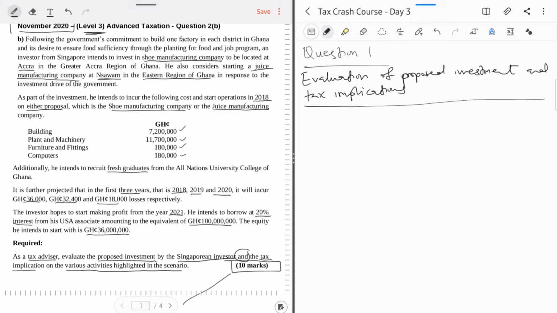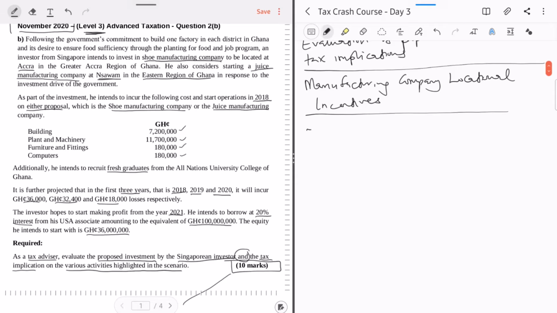So we can have our first heading, right, which can say manufacturing company locational incentives, right? So we can say first point we are making is that the general corporate income tax rate in Ghana is 25%.